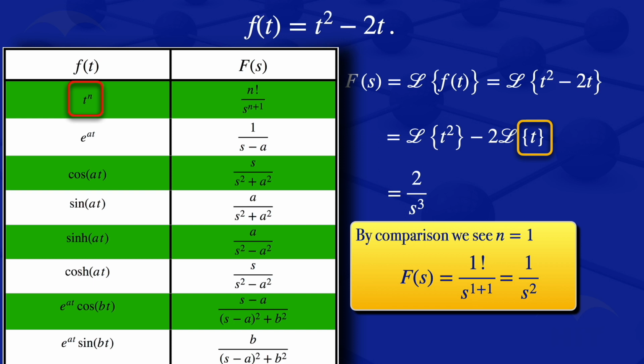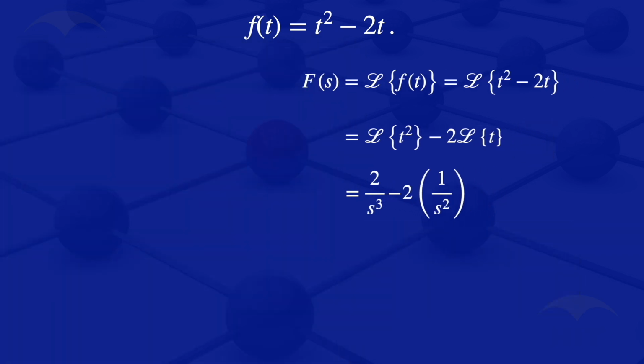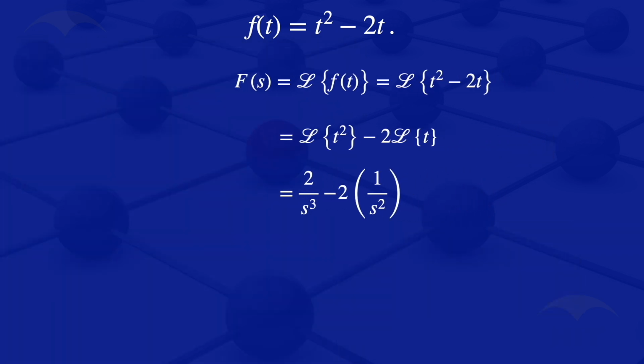The Laplace transform of t is multiplied by minus 2. So when you substitute, we get minus 2 times 1 divided by s squared. So that's the Laplace transform of t squared minus 2t that we have. You can just multiply by minus 2 in the second expression, so that we have 2 divided by s cubed minus 2 divided by s squared. So that is the Laplace transform of t squared minus 2t.